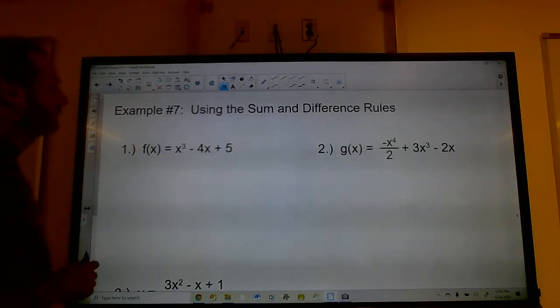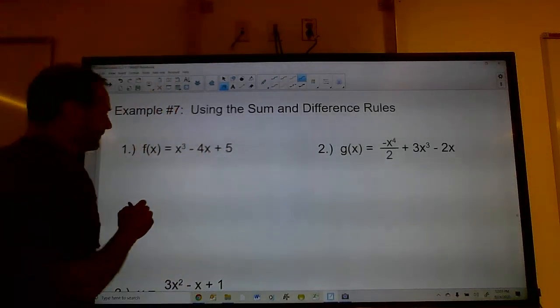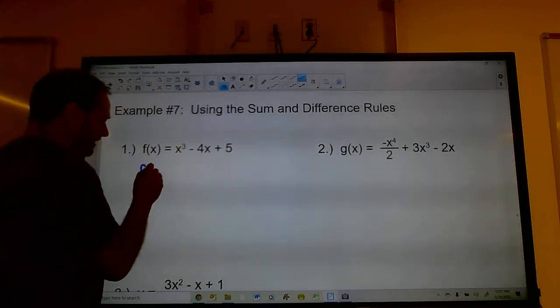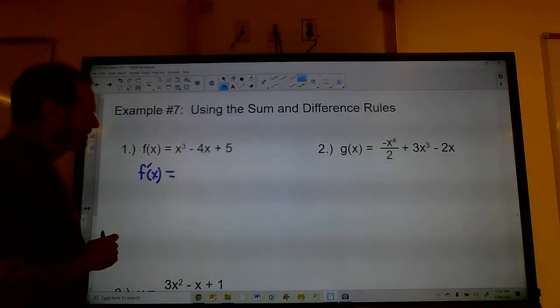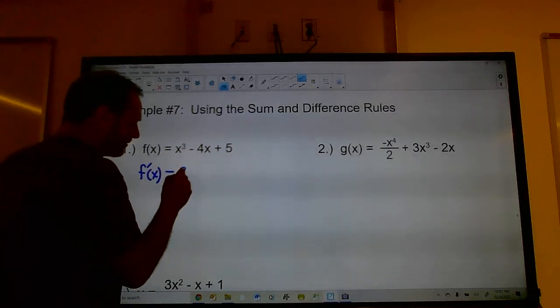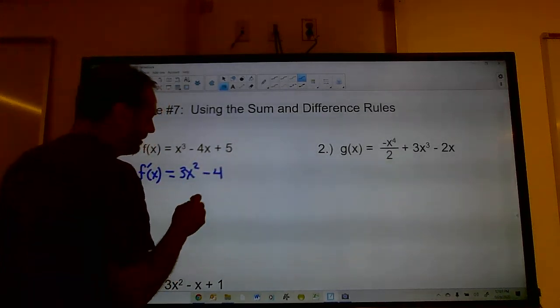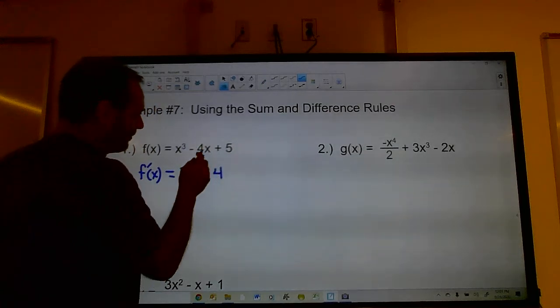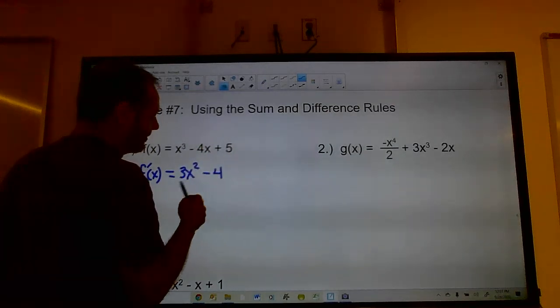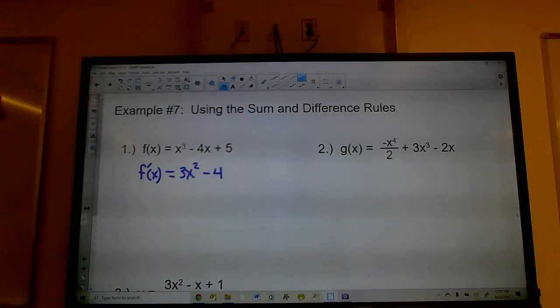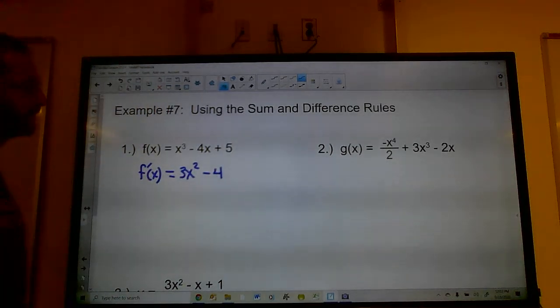So for example here, you can think of these as three separate functions. F prime of x, the derivative, is going to be 3x squared minus 4. Okay, 4 times 1 is 4. The x becomes x to the 0, which is 1. That goes away completely because of the constant rule. So there's my derivative.